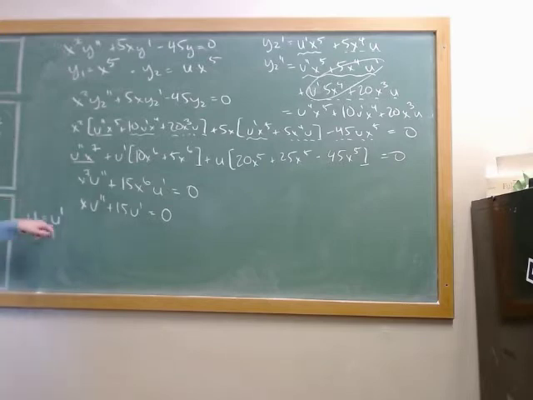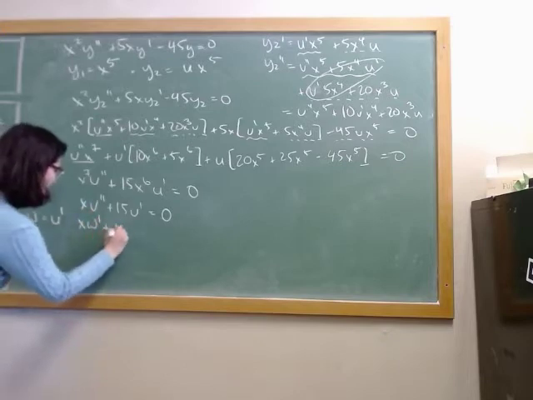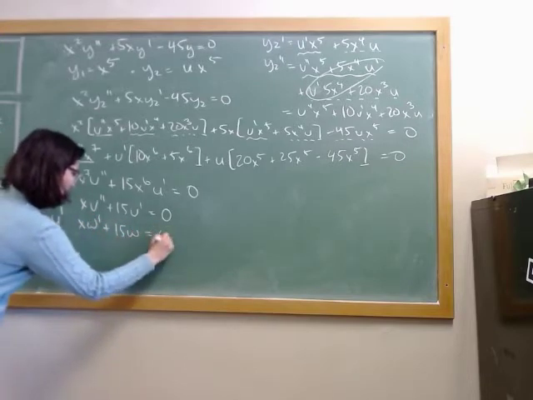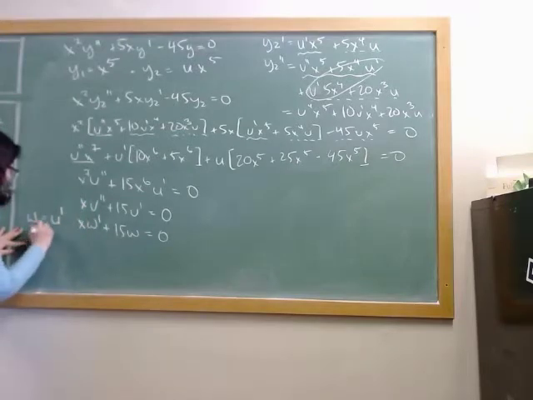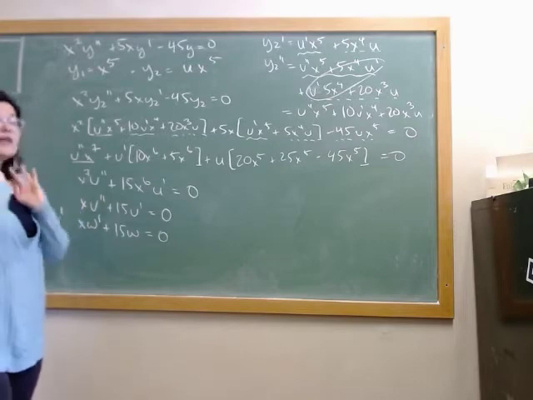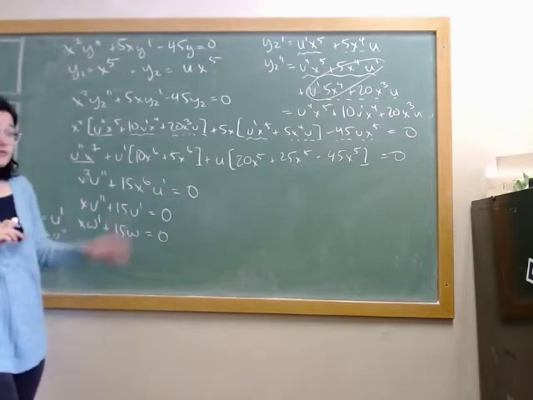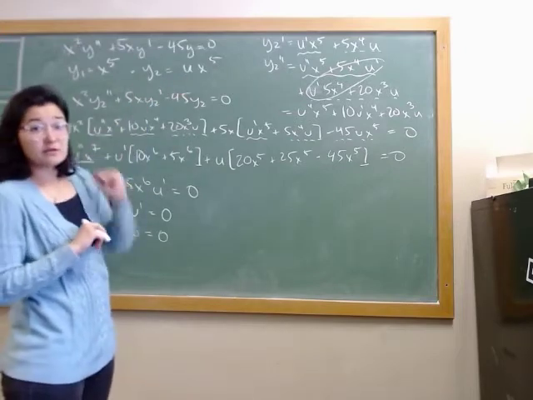So I'm going to say w is equal to u prime. So I've got x w prime, because if w is equal to u prime, then w prime is u double prime, plus 15w equal to 0. And then I have to solve this for w, and then I'll be able to kind of go backwards, find my u, and then find my y2 in the very end.